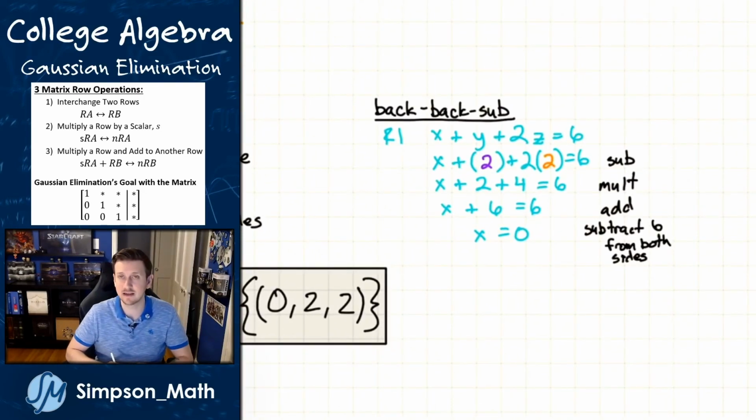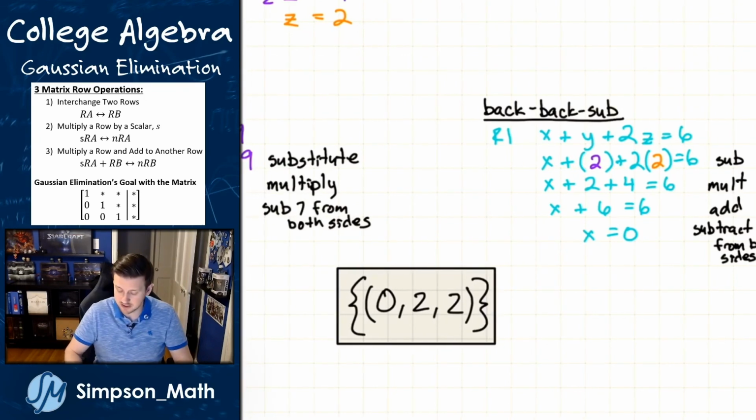It's fine that x equals 0. 0 is a number. We don't discriminate against zeros. It's just a number as well. So that's 0, 2, 2. So x is 0, y is 2, z is 2 in our ordered triple in our set notation.